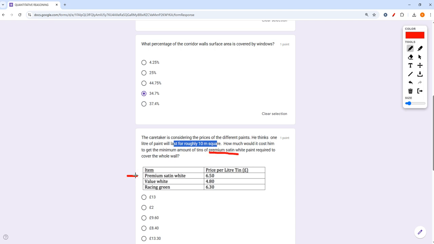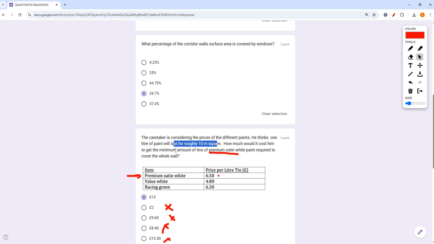So finally the pen is working. Premium white satin. Do I have 6.5? So I need a multiple of 6.5. It can't be option 2 because it's not a multiple of 6.5, because you can't buy half a tin. You need to buy multiples, so it has to be a multiple of 6.5. Can't be this, has to be option A. Right, 6.5 times by 2 is 13. So that was the quick way of doing it. It has to be a multiple of 6.5, so that's 13.